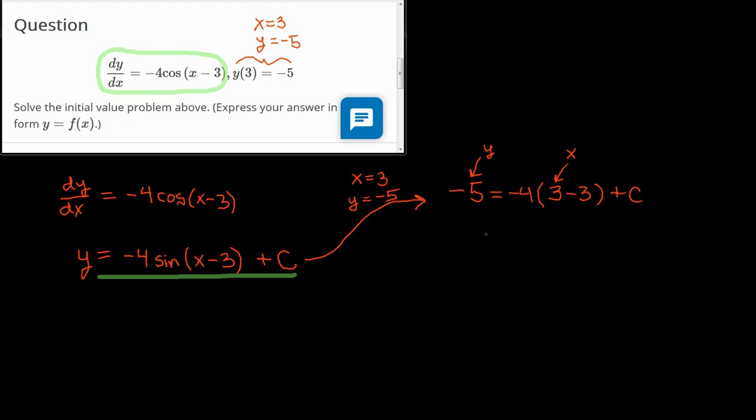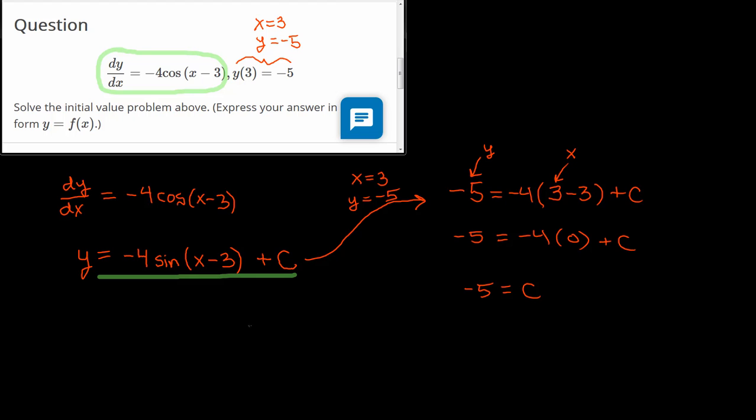Now let's work on this. If you look at this, we're in good shape because we have a single equation with a single unknown, and that single unknown is the thing we're trying to figure out. So we've got -5 is equal to -4 multiplied by 0 plus c. It's not too hard to see then that c has to be -5.